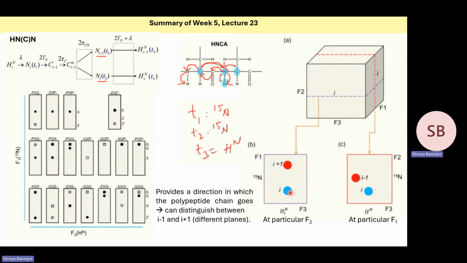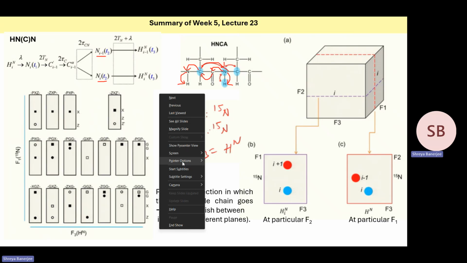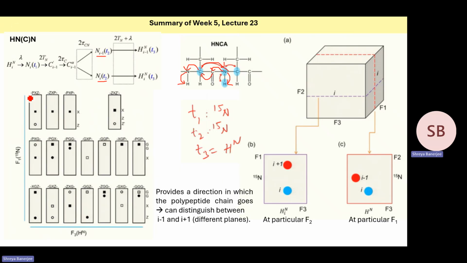Now, the interesting thing here is that if you take a horizontal cross section shown by this purple plane, where you have fixed the value of F2 and you're varying F1 and F3, then also you will get two cross peaks, but you will get them due to I and I plus 1. So how is that done? Basically, here you're starting with I. So you're getting I minus 1 and I.